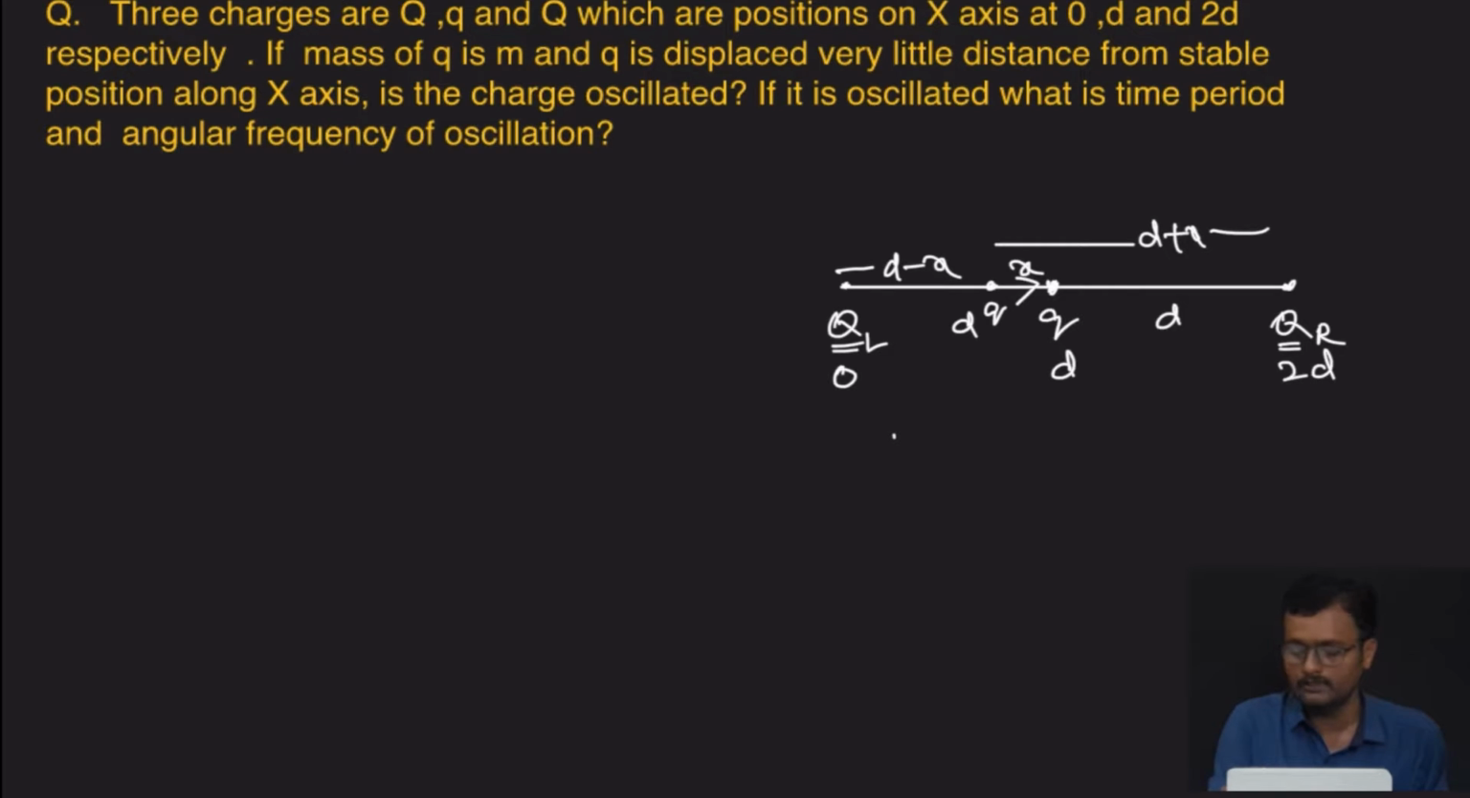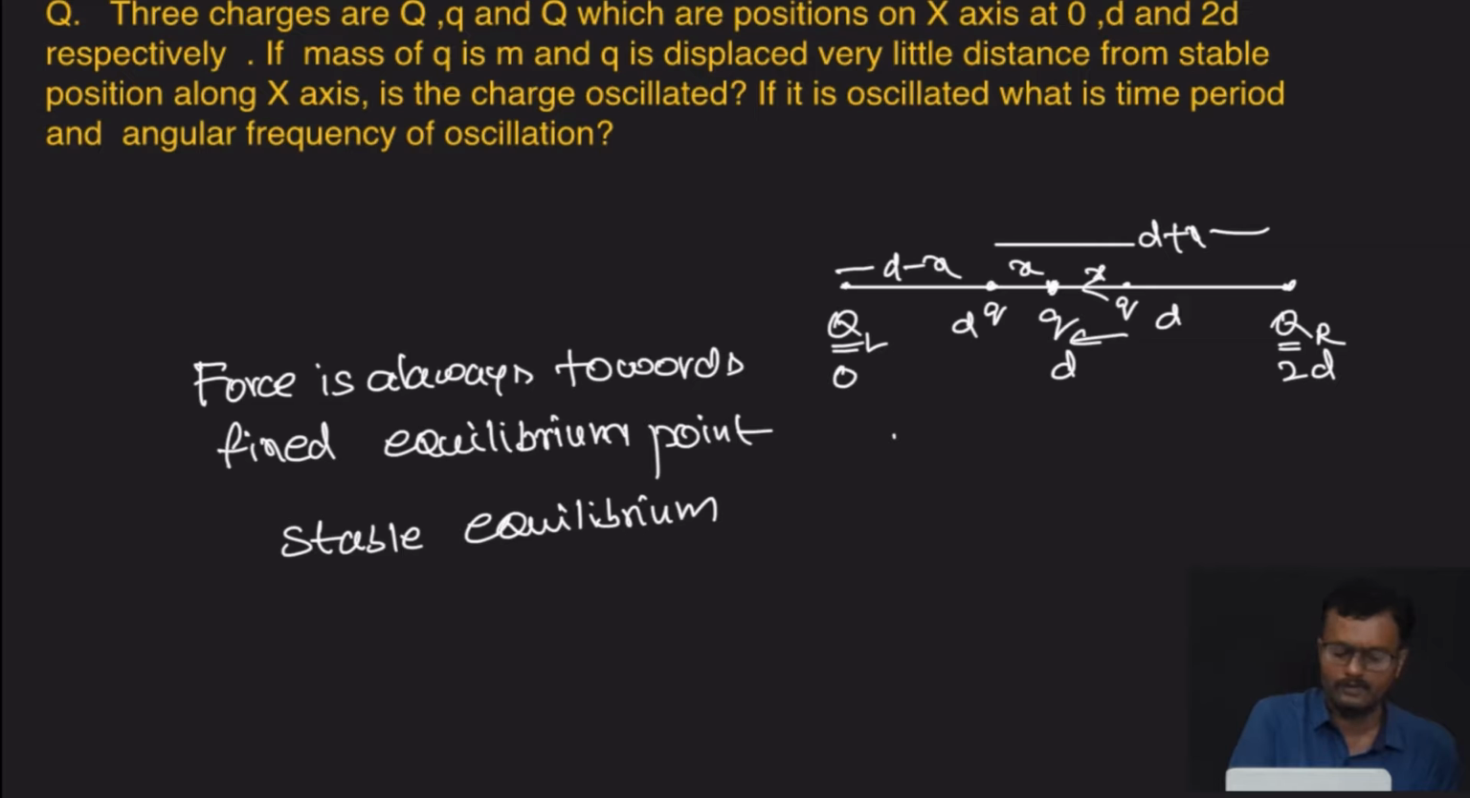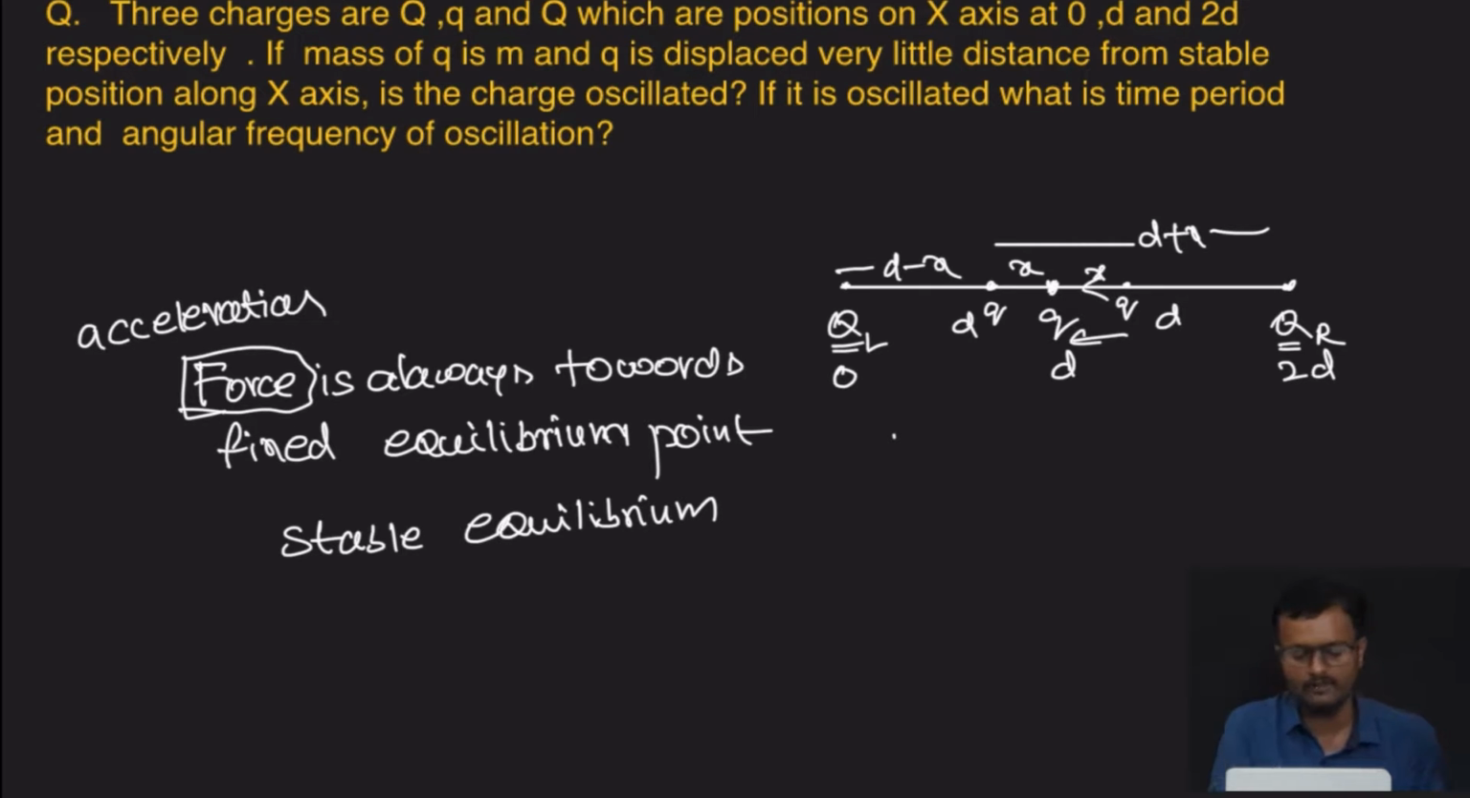Due to inertia, it comes to the right side, up to a distance x. Now the force of the right side Q on q is more compared with the force on q by the left side Q. Then the net force direction is towards the equilibrium point. So again the charge is moving towards this equilibrium point. The force is always towards a fixed equilibrium point. That equilibrium is said to be stable equilibrium. And also the force, which is nothing but ma, is always towards the fixed point. So that is one condition for simple harmonic motion.